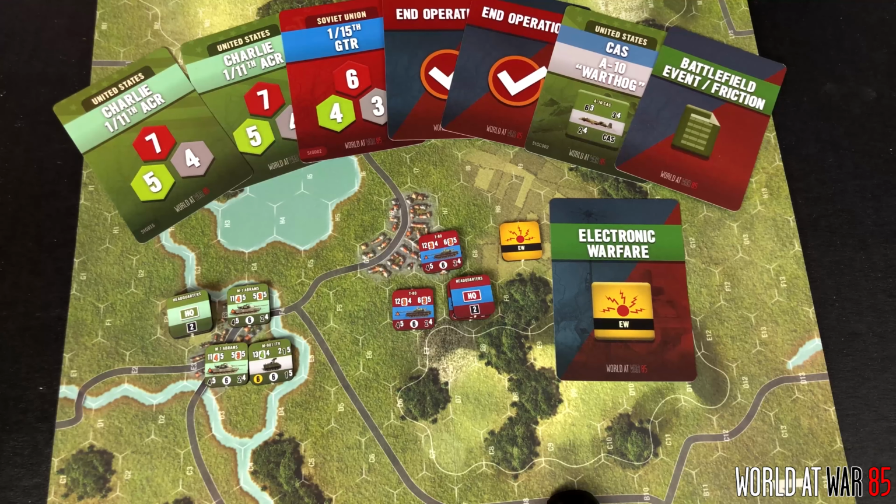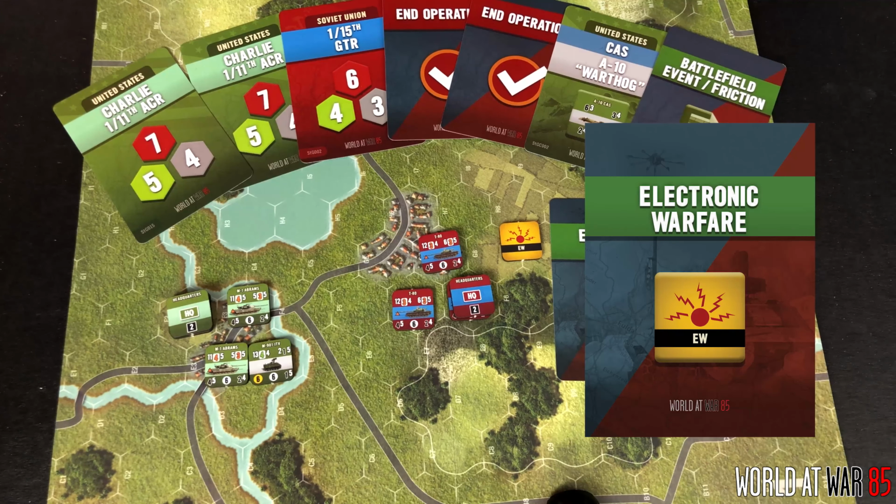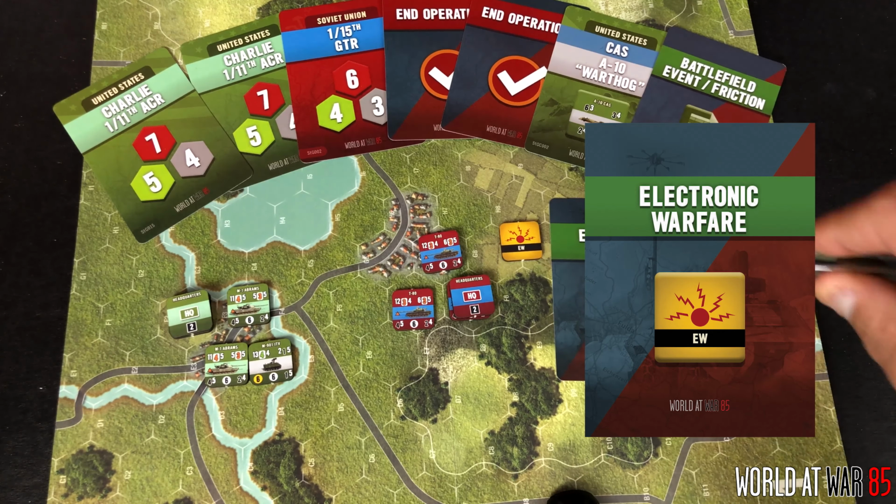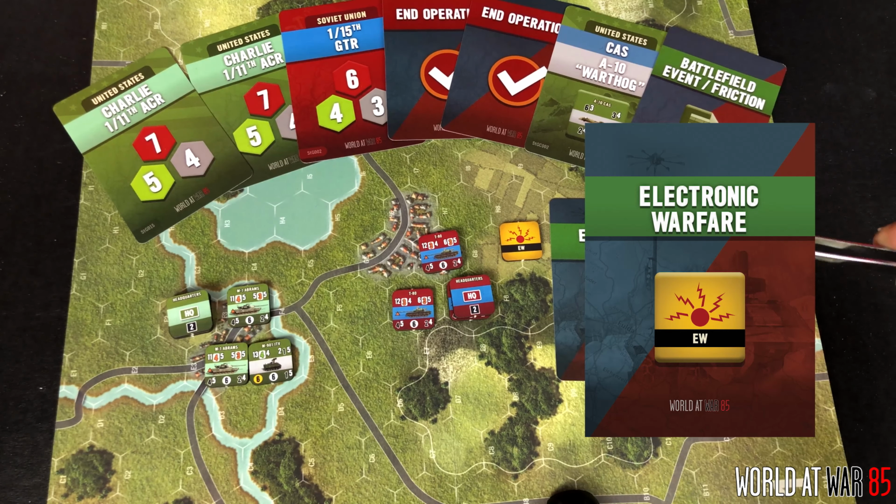Continuing on with our discussion about formation cards and what happens when you draw them, we're next going to address the electronic warfare card. Your scenario can tell you whether or not an electronic warfare card is going to be included in your formation deck and whether or not one side or the other might have an advantage when it comes to electronic warfare. Let's say for our purposes in this example that there is an electronic warfare card in the deck and the NATO side has the advantage.